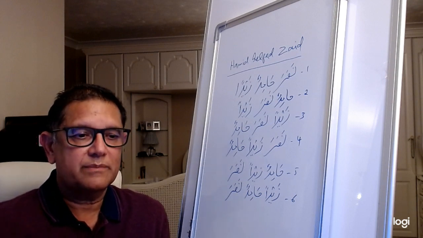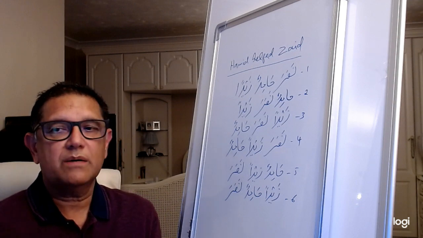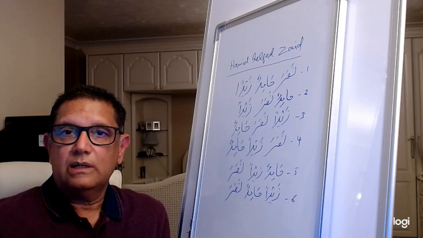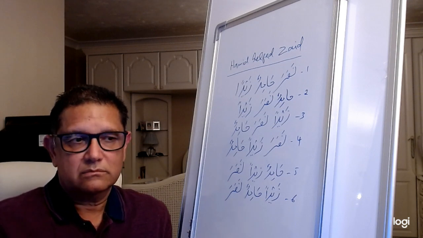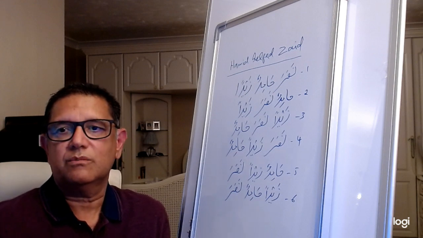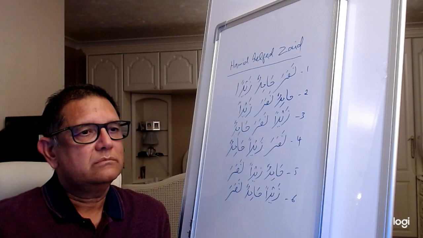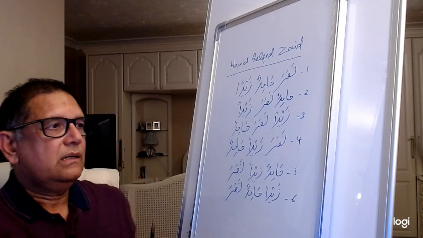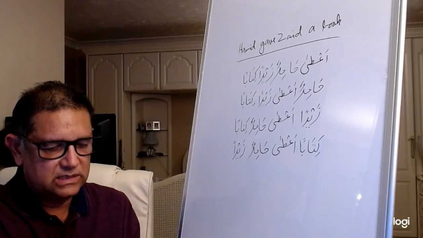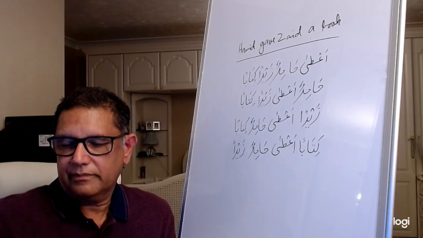Zalika is a demonstrative pronoun of distance. Zalika means that. So Zalikal Kitabu literally means that book, but all the translations say this book or this is the book. So why is that? Zalika means that, and haza means this. So Allah Ta'ala did not use haza.